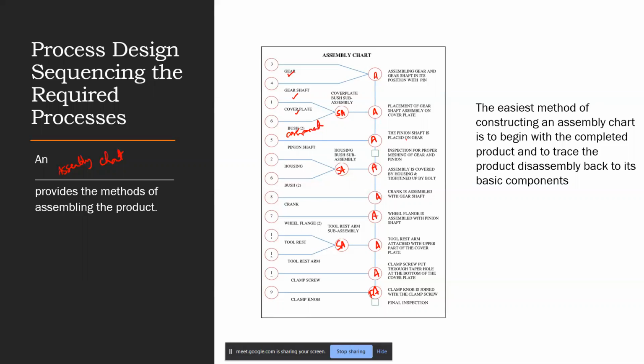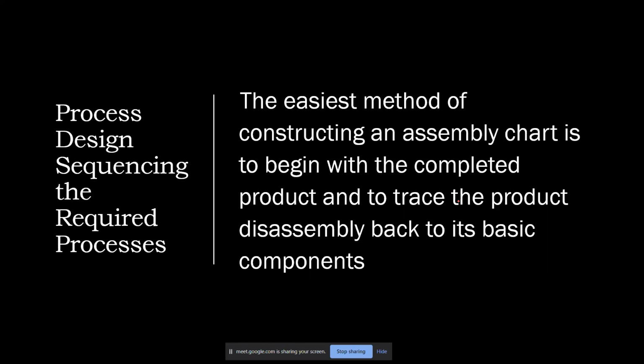But normally, how to create that assembly chart, you have to begin with the completed product. Kumbaga, pabalik tayo. Ito yung final product ko or final good ko. Ano-ano yung mga components? Okay, paano ko siya i-assemble? Okay, ano yung mga isa-sub-assemble ko? Ano-ano yung mga components? Okay? So this is an example of assembly chart.